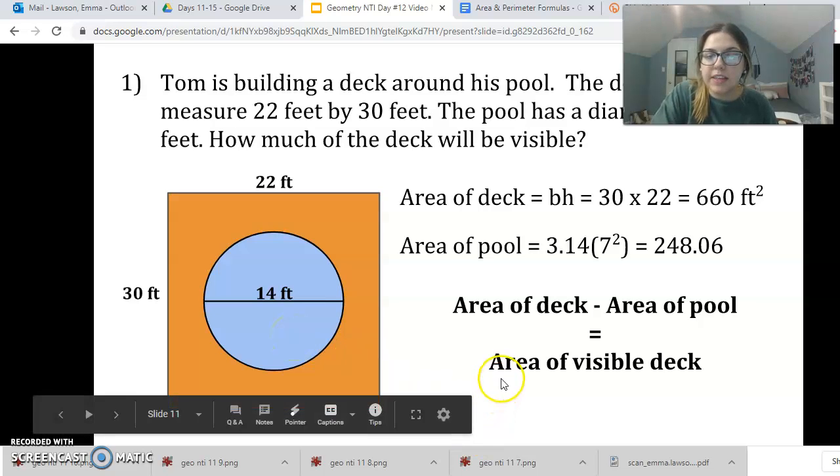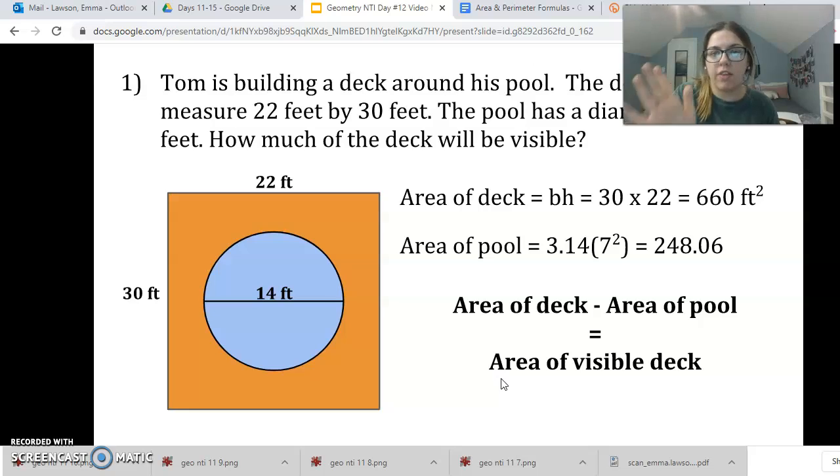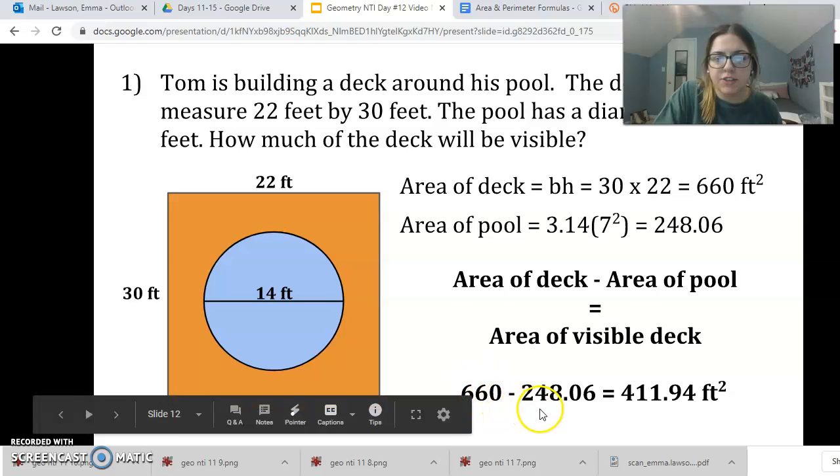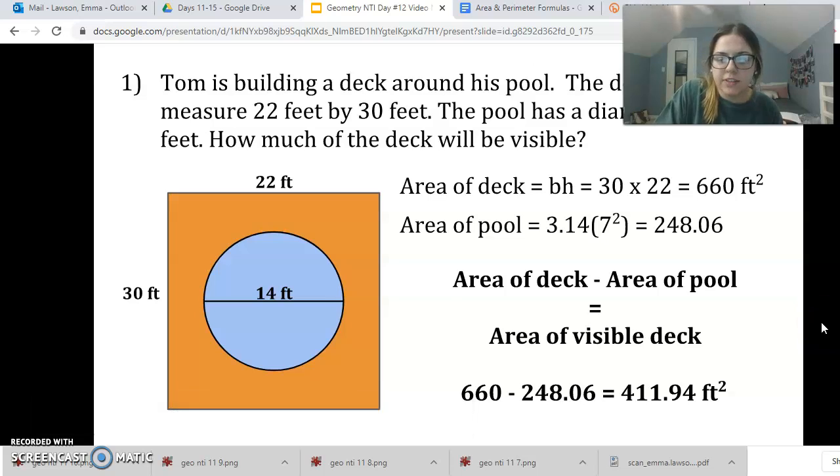And that is going to leave me with the area of the visible deck. So what we see right now is what we're looking for, all that orangey brown area. So I plug in 660 minus 248.06, and my final answer is going to be 411.94 feet squared. All right.